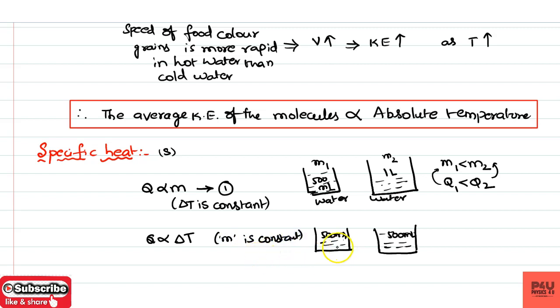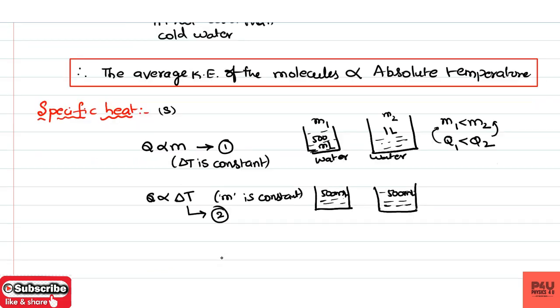So you have to check: as the quantity of heat increases, the rise in temperature also increases. When you increase the heat energy, the rise in temperature also increases proportionally. Therefore, quantity of heat supplied is directly proportional to delta T. Therefore, it is considered as equation 2.